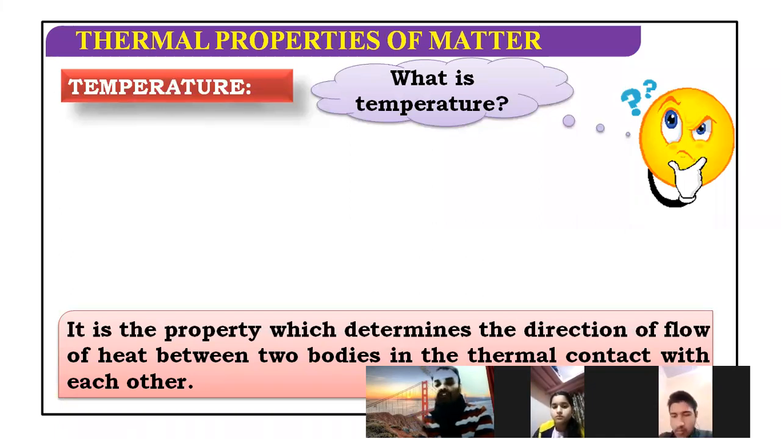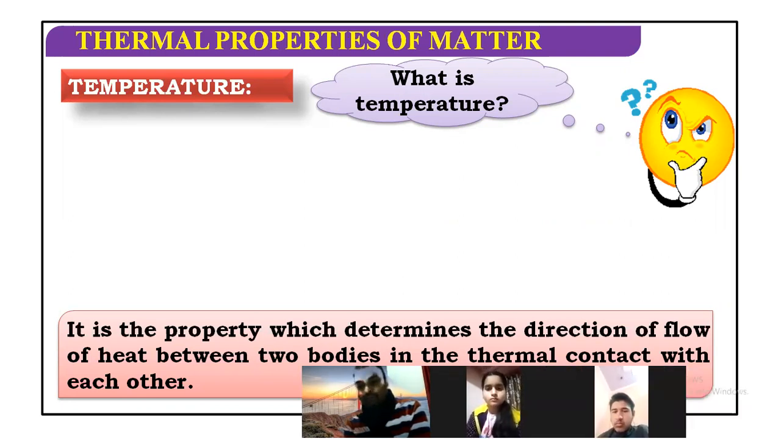When the two bodies are in thermal contact with each other, then definitely the heat will flow from the higher temperature to the lower temperature. So the flow of heat automatically indicates that the two bodies are at different temperatures. If the flow of heat is taking place, then definitely we can say the two bodies in contact are at different temperatures. And if there is no flow of heat between the two bodies, then we can say very clearly that the two bodies are in thermal equilibrium. So here the term is thermal equilibrium.